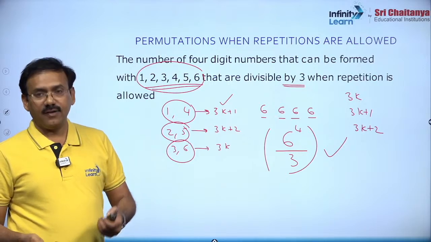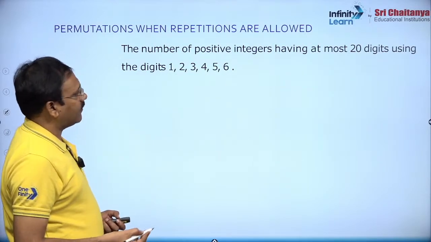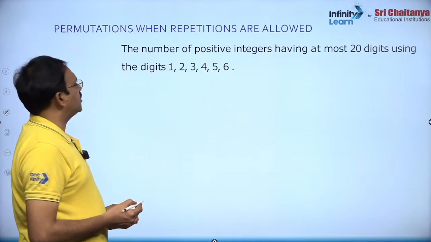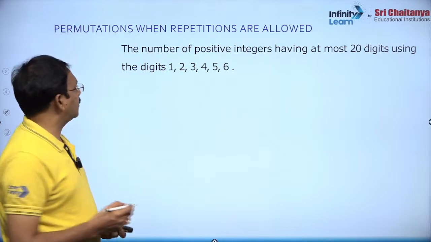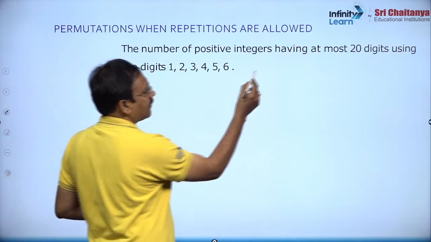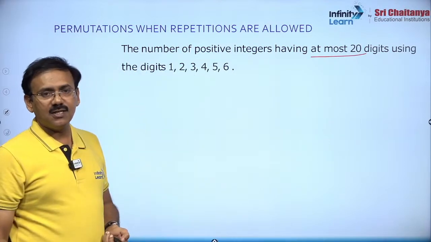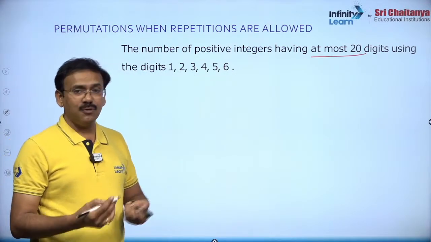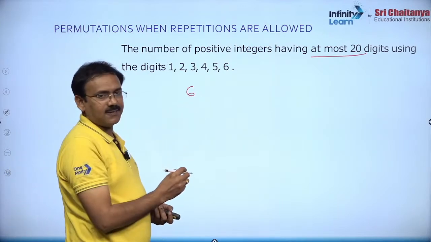Okay, right, dear students. Then the number of positive integers having at most 20 digits using the digits 1, 2, 3, 4, 5, 6. At most, you see, positive integers having at most 20 digits. That means with these 6 digits, you can form a single digit number, 2 digits, 3 digits. Single digit numbers will be 6, my dear friends.